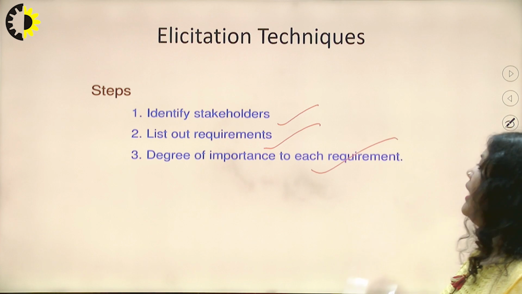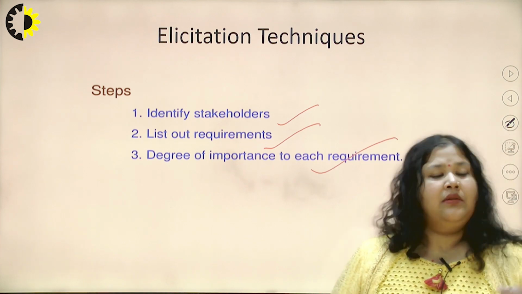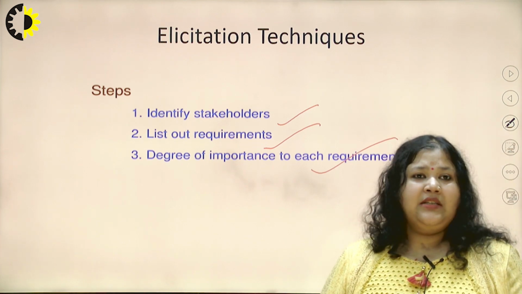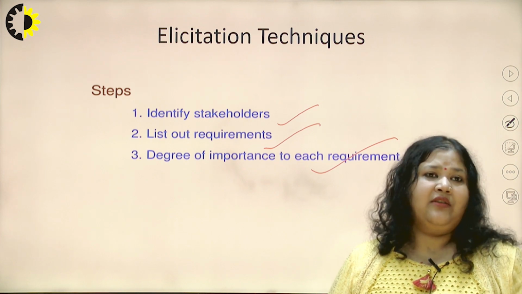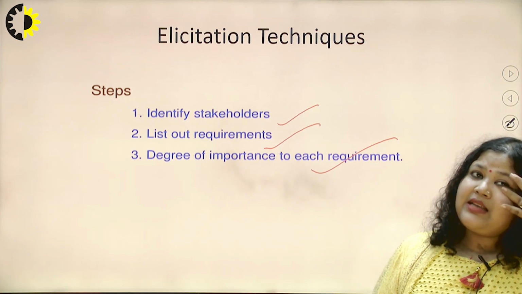Now third is the degree of importance of each requirement, that is the priority level: which requirement is completed first, which is second, and which is third. So these are the priorities of the requirements. These are the basic steps of QFD.